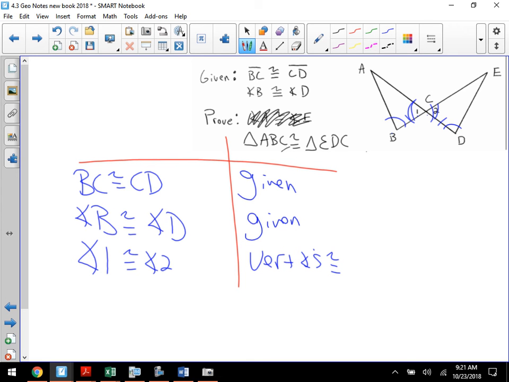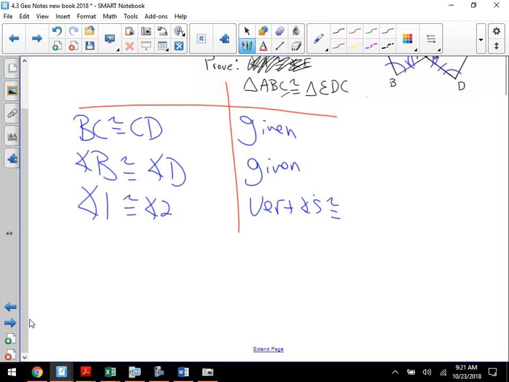Okay. So now, why do you have triangles that are congruent? Angle side angle here. Okay. Not SAS, it's angle side angle.